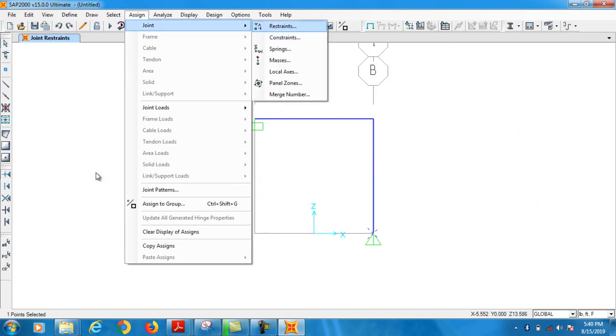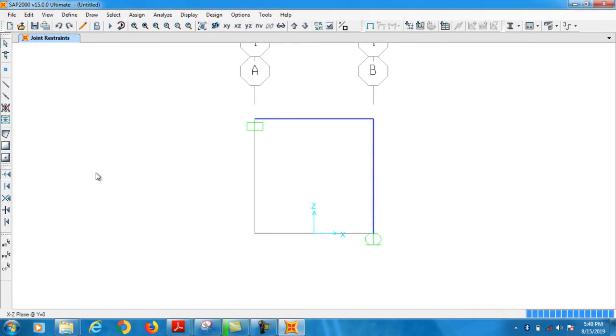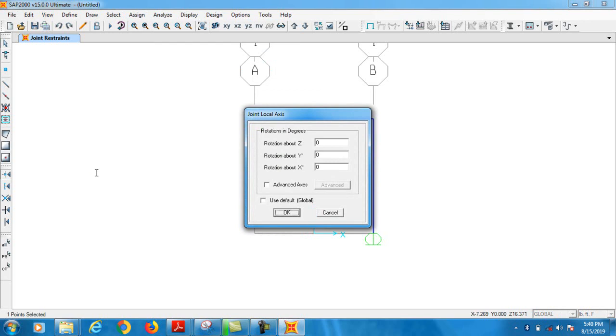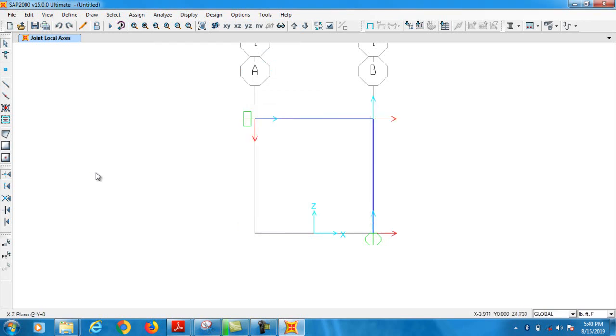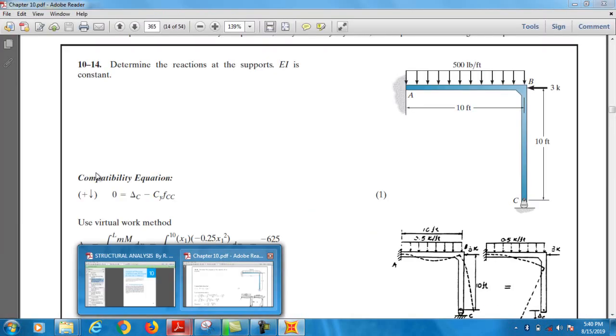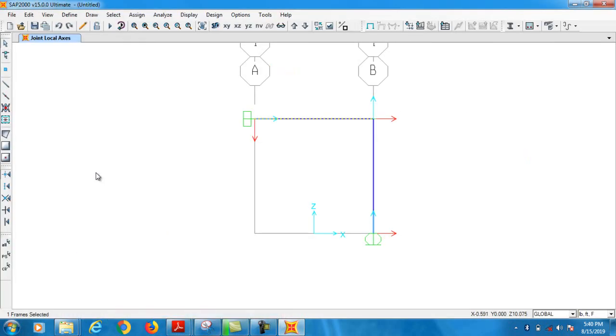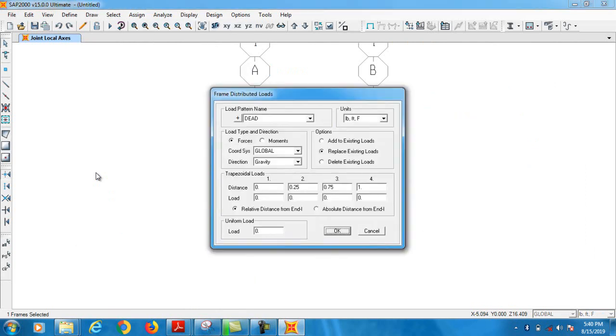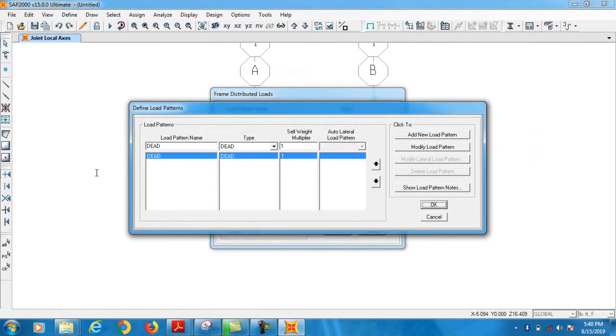Assign, joint, restraint, this is roller. You can rotate this: assign, joint, local, same, that is 90 degrees. Okay, and now it is okay. We have to apply that 500 kip load. So there we need 500, assign, frame load, distributed, make sure this is 0.